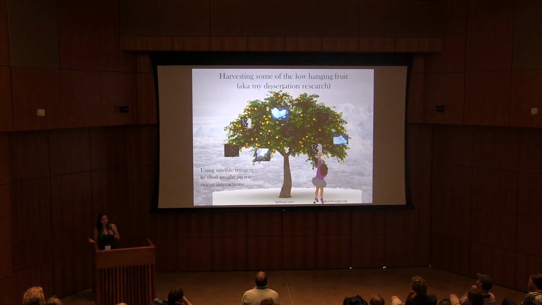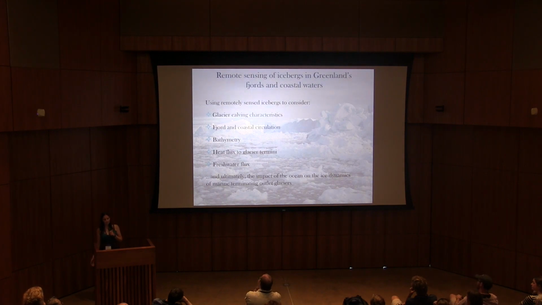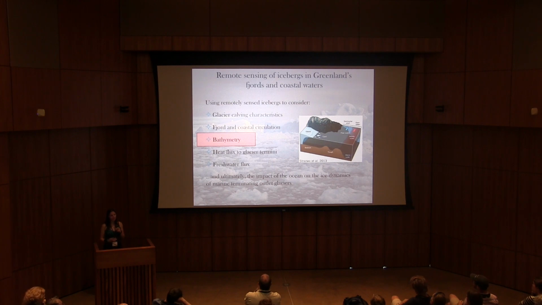However, despite all of these awesome new resources, I'd like to focus a little bit on some of the already existing resources. And so the general theme of my dissertation is to use already existing satellite data sets, for example, some of those older Landsat data sets, to shed some insight on ice-ocean interactions through the observation of icebergs. In particular, I'm looking at things like fjord and coastal circulation, freshwater transport, heat flux, freshwater flux, and what I'll be focusing on, and the topic of my poster, is particularly bathymetry because of the important role that it plays in the transport of heat and whether or not that is able to make it to the tidewater glacier margins.